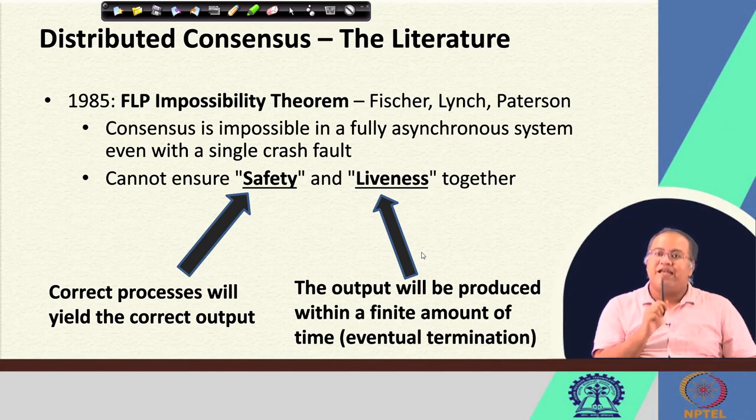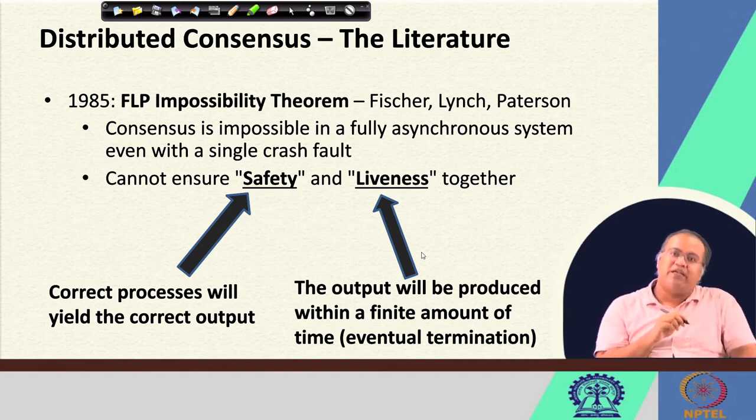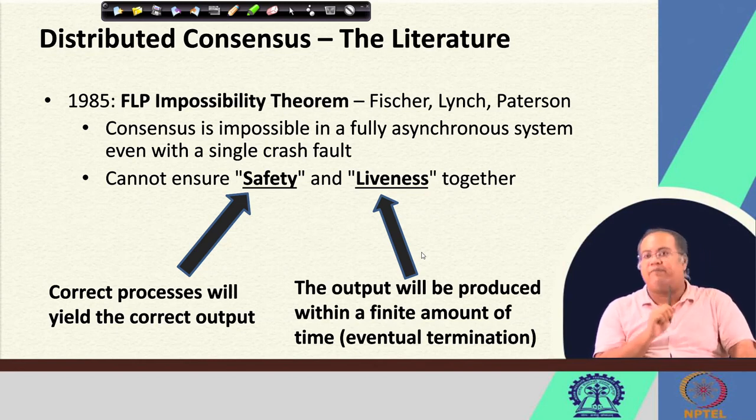That means there is an eventual termination of your consensus algorithm. So, if you run the consensus algorithm, you know that by this amount of time I am going to get the data. What the FLP impossibility theorem says is that it is impossible to support safety and liveness together. So, you can immediately ask me the question, then what is the point of discussion? The FLP impossibility theorem says that it is impossible to reach consensus.